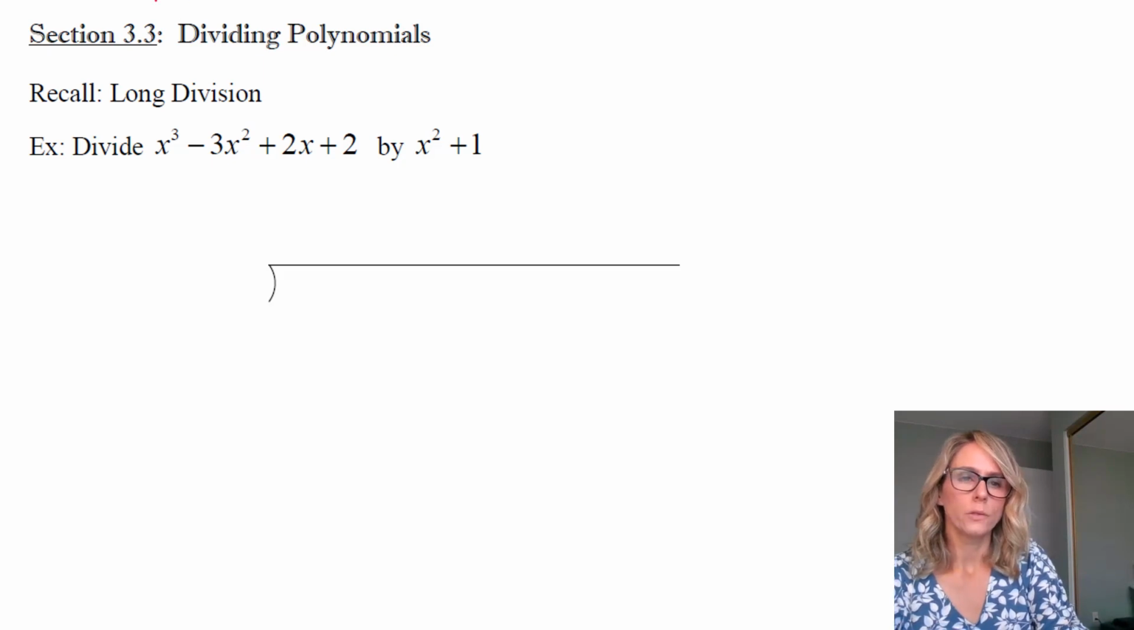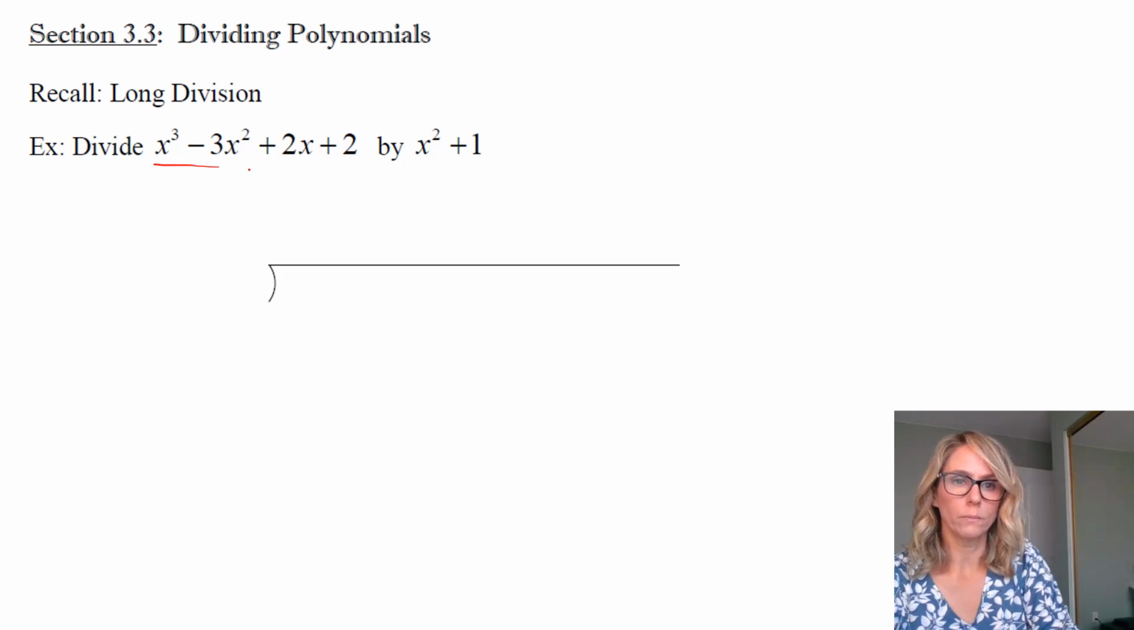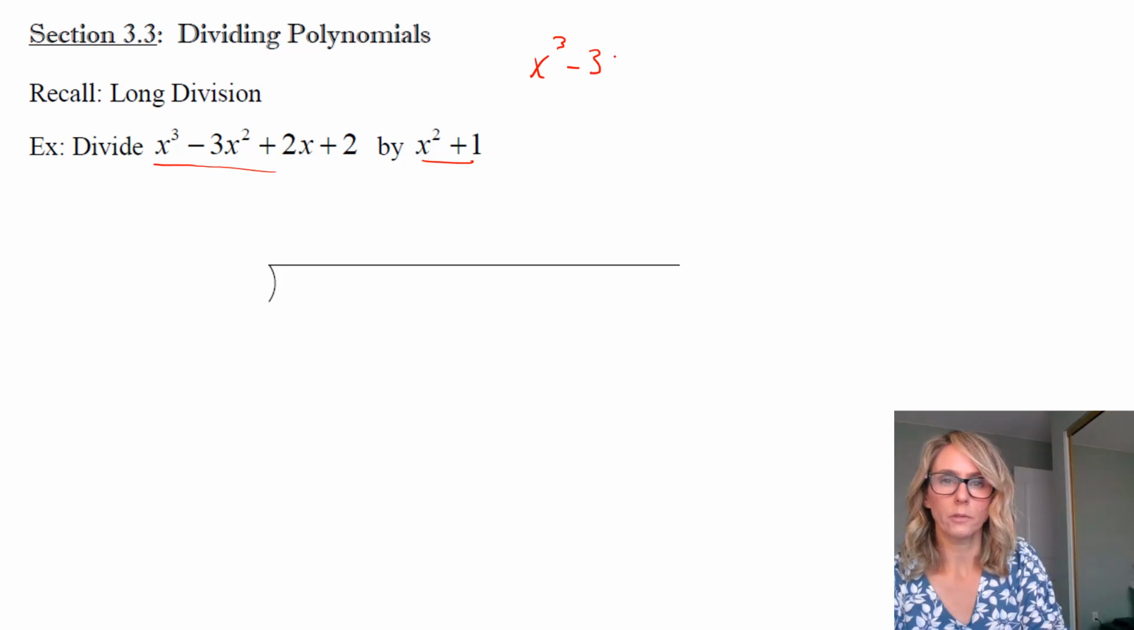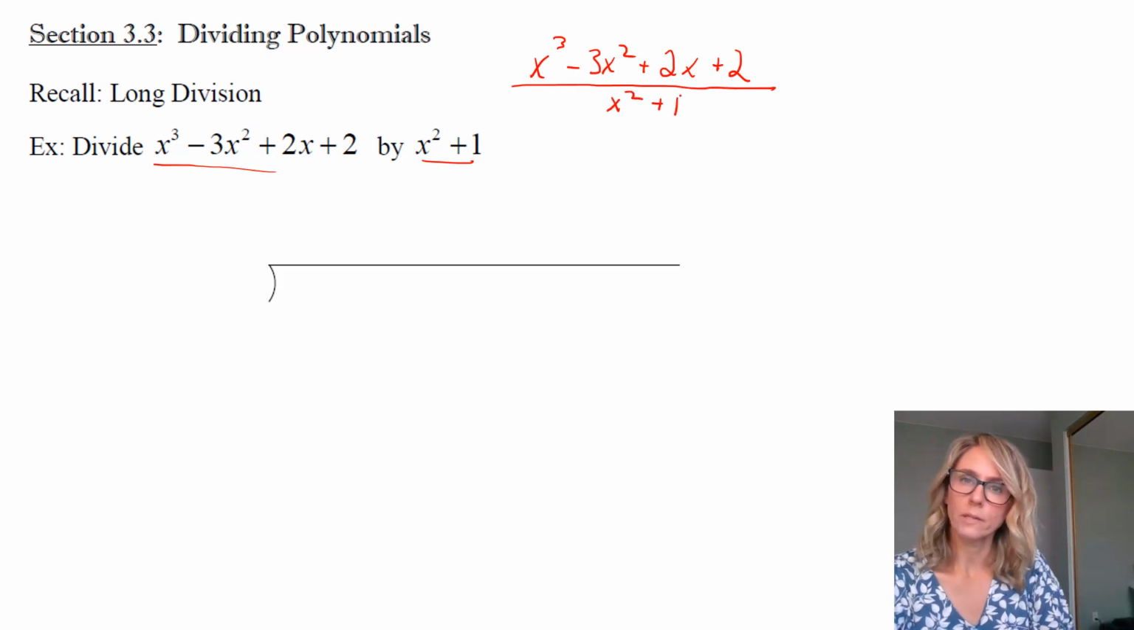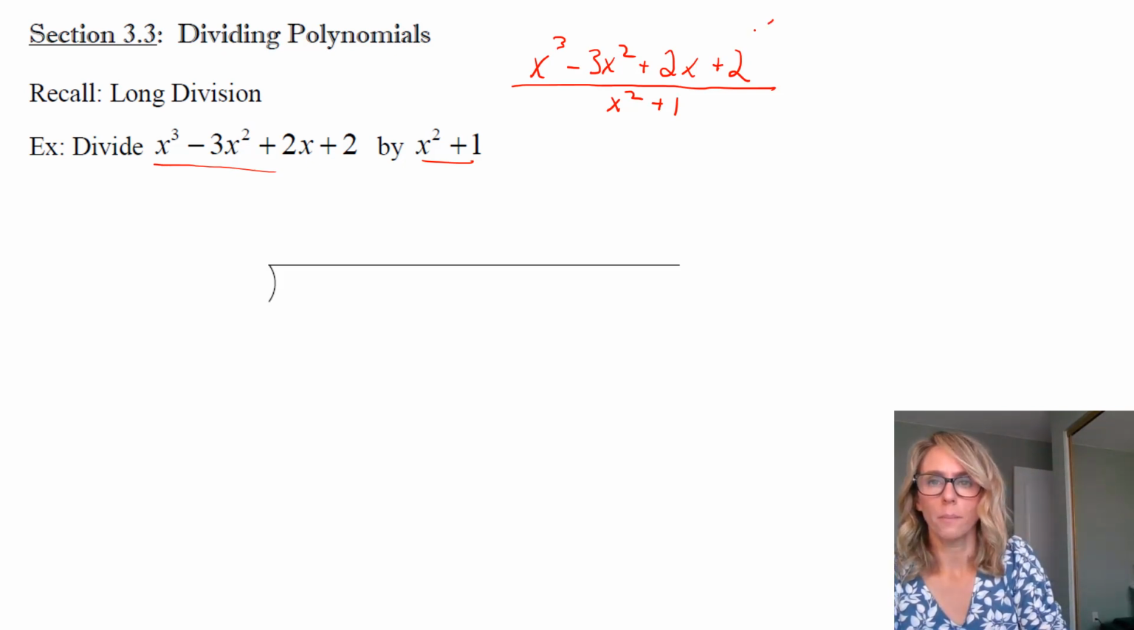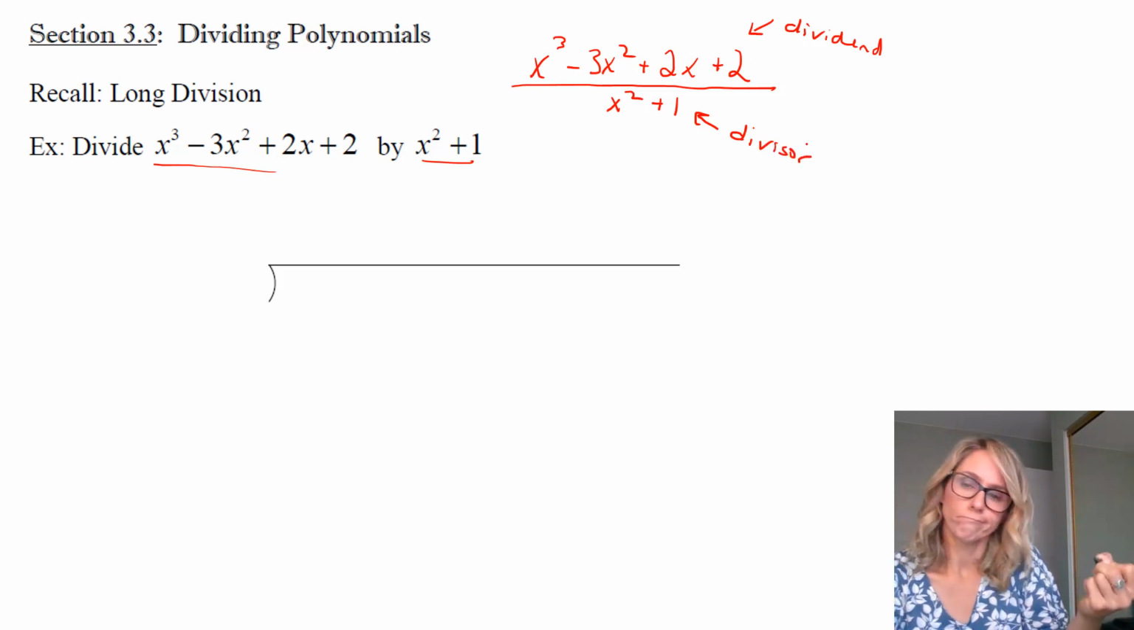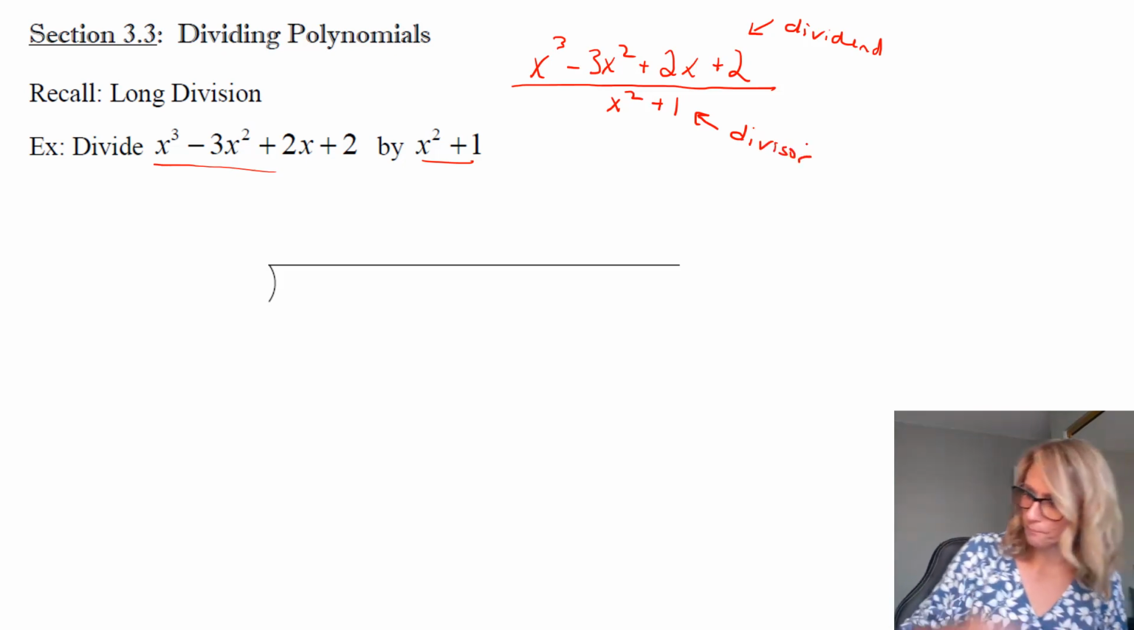So when we say divide a polynomial by another polynomial, it is literally the same thing as having x cubed minus 3x squared plus 2x plus 2 divided by x squared plus 1. Now, this top piece here is called the dividend. And what we're dividing by is called the divisor. So this is just notation here.